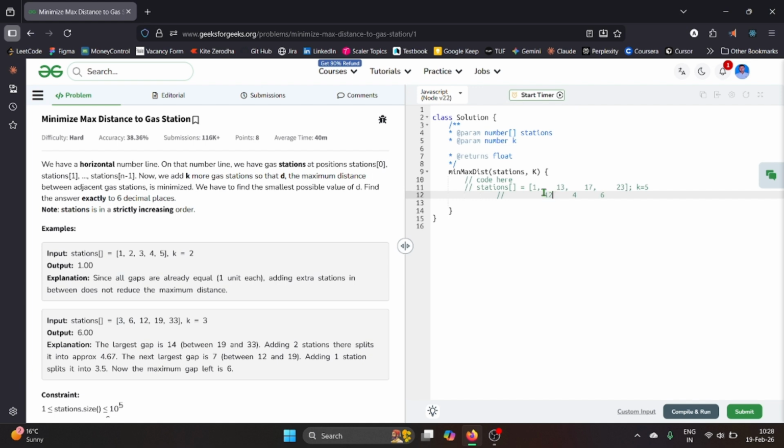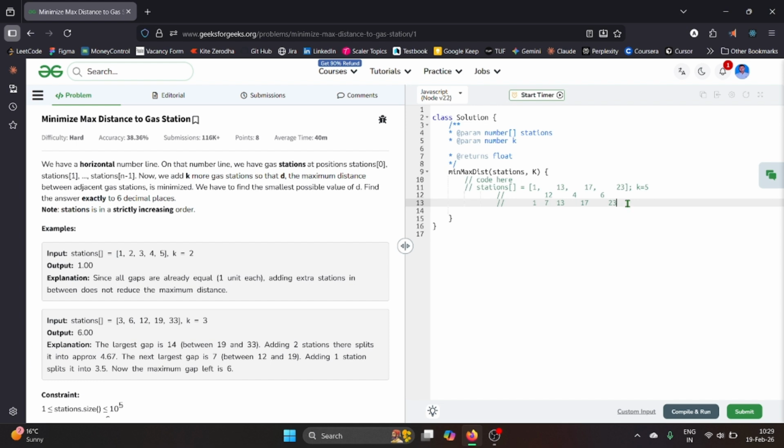If we put one gas station, then the gap will become 2, so the gap will also be equal for both. So our first question will look like this: first gas station, a gas station at the seventh position, the next at the 13th position, then the 17th position, and the next at 23.